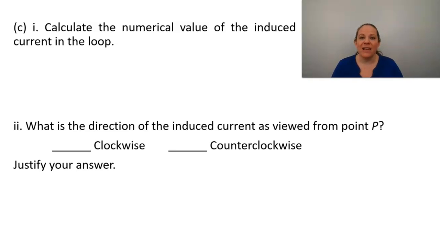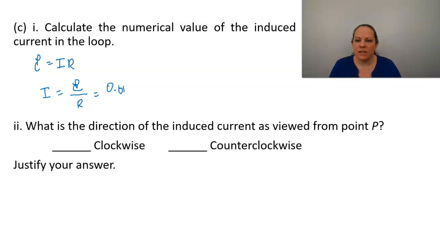Part C, part 1, calculate the numerical value of the induced current in the loop. All right, so what do we know? We know a resistance, and we know an EMF, induced EMF, so that suggests Ohm's law. So our EMF is going to be equal to current times resistance. So our current will be equal to that EMF divided by the resistance.